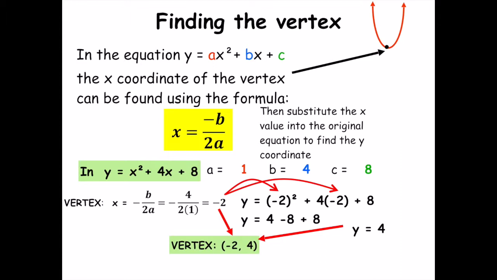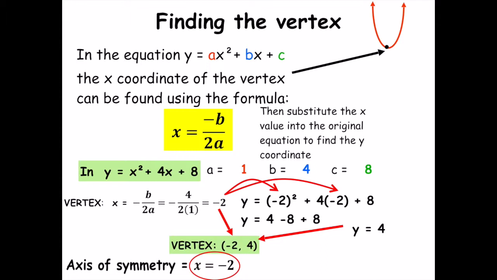Once we find the vertex, the axis of symmetry is really easy. The axis of symmetry, if you remember, is a straight line right down the middle of the vertex. If the x value of the vertex is negative 2, our axis of symmetry is going to be a vertical line right at x equals negative 2. So the axis of symmetry in this case is x equals negative 2. That is a vertical line straight down the vertex.